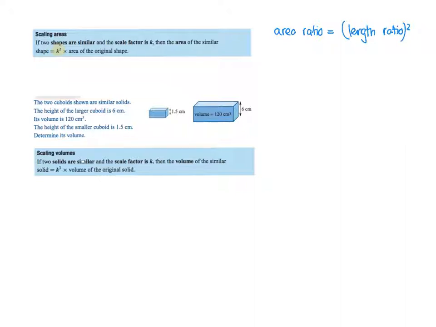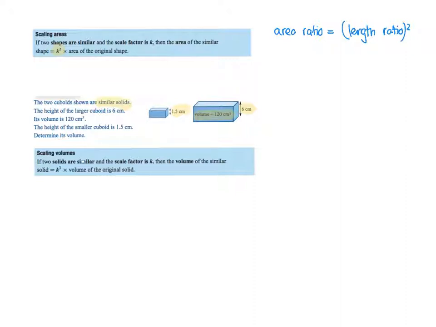Two cuboids are shown and are similar objects. They're going to tell you they're similar so that you know you can work it out this way. The height of the larger cuboid is 6 centimeters. We can see that. And the volume of this cuboid is 120 centimeters cubed. The height of the smaller cuboid is 1.5. And now it says determine the volume. So what can we do?